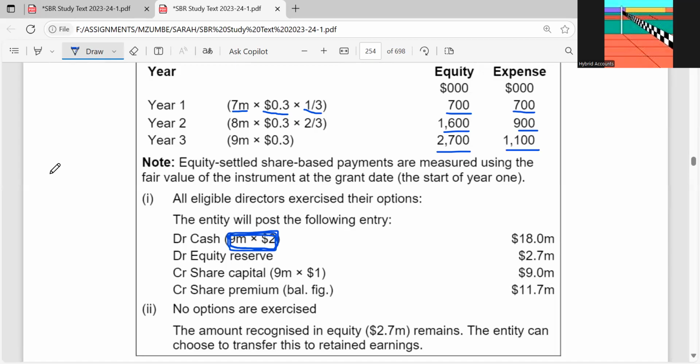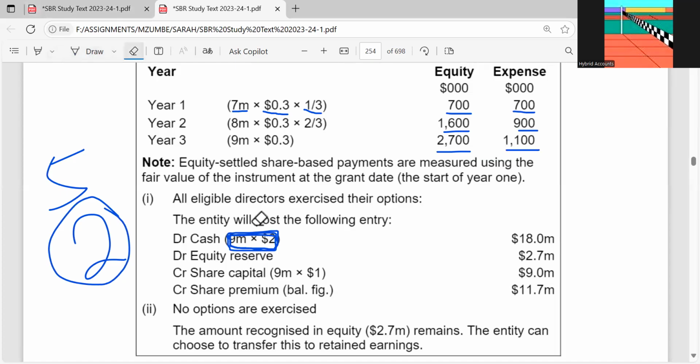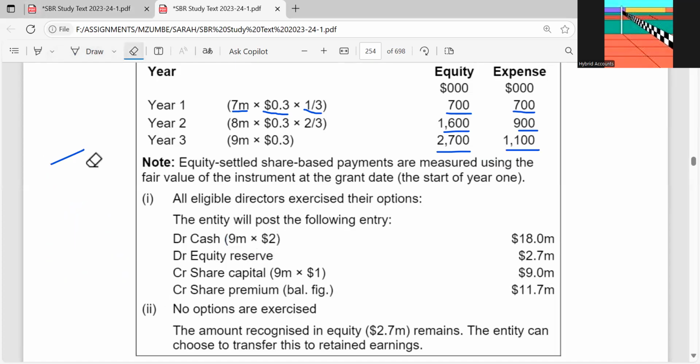The directors are given the option to buy something that is worth $5 for only $2. So the directors would exercise. The directors would pay $2 for all 9 million options, so 2 times 9 million would be 18 million. The company is going to receive this. That's why we say debit cash. The company would receive 18 million.